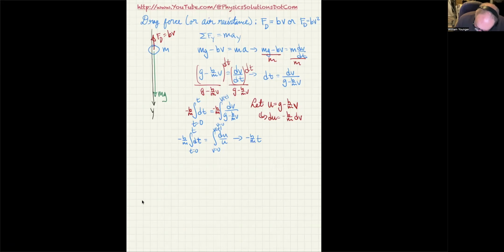That's after evaluating it over the range of integration, taking t and then t equals 0. The right-hand side becomes the natural log of u, evaluated at v equals 0 and v of t. So in this case, I get the natural log of g minus b over m times v, and I have to evaluate that at v equals 0 and v of t.